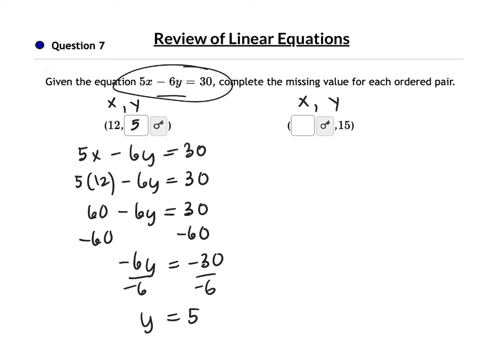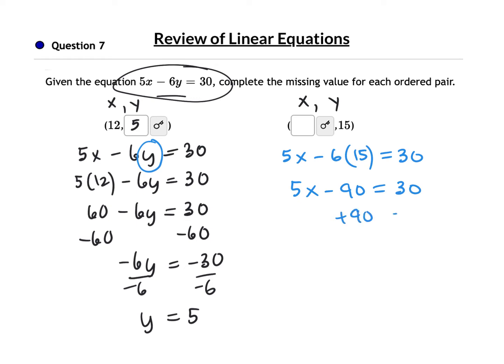For the next point, we'll substitute in y is 15. 5x minus 6, and we're going to put in place of y, 15 equals 30. 5x minus 90 equals 30. We'll add 90 to both sides. 5x equals 120. Divide by 5, and we get x is 24. The second point is 24 for x and 15 for y.